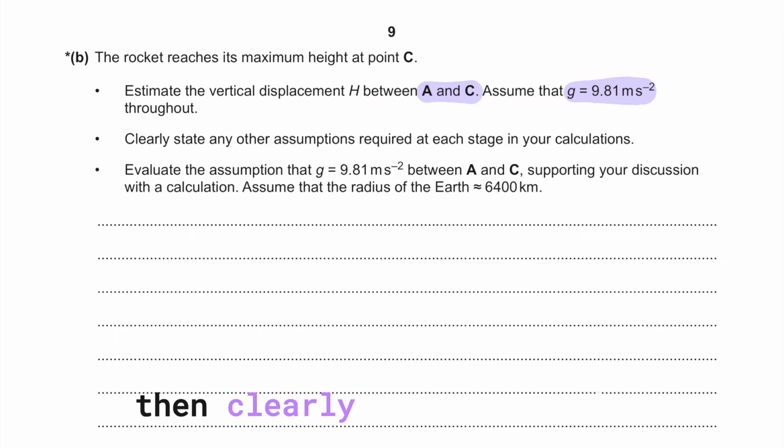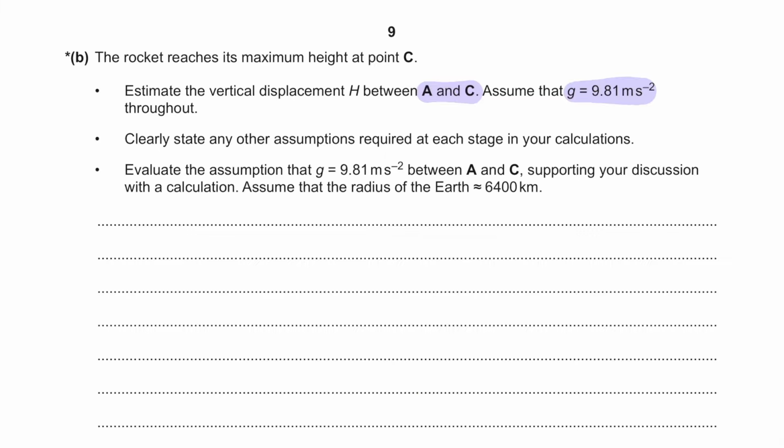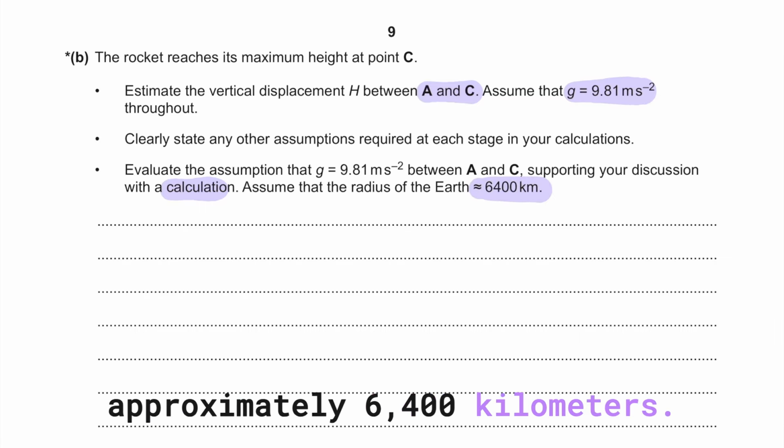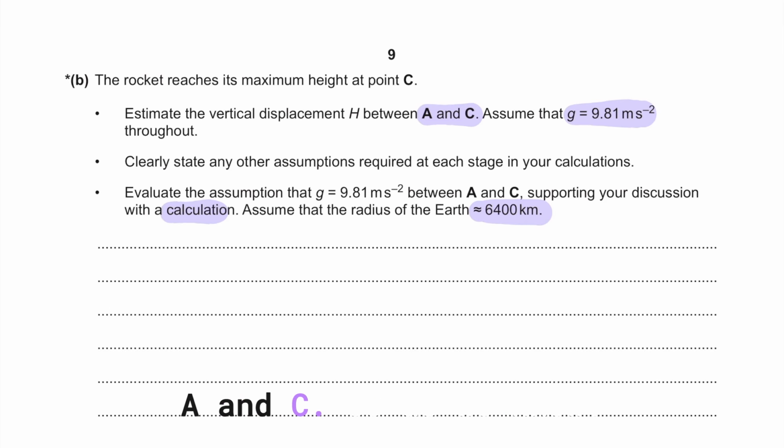And then clearly state any other assumptions required at each stage in your calculations, followed by evaluating the assumption that g is 9.81 meters per second squared between A and C, supporting your discussion with a calculation, assuming that the radius of Earth is approximately 6,400 kilometers. Let's look back at the diagram to work out the vertical displacement h between A and C.